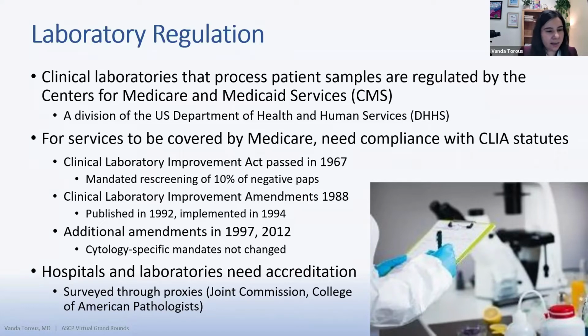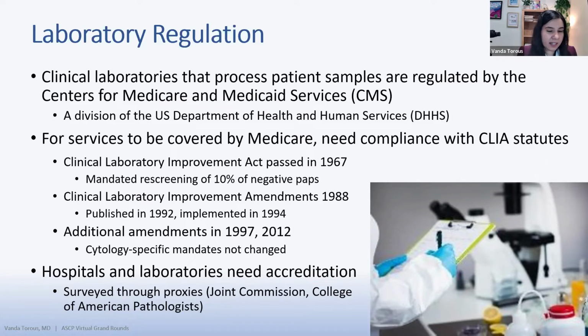So we started with the Clinical Laboratory Improvement Act, which was passed in 1967. This had some mandates, including rescreening of 10% of negative PAPs. But again, there was very little by way of other things such as workload limits. So really following the negative media attention that occurred in the 80s, this was followed quite quickly, relatively, by the Clinical Laboratory Improvement Amendments of 1988. And I'll go over some of those mandates on a following slide. There have been additional amendments since then, although the cytology specific mandates have not changed since then.